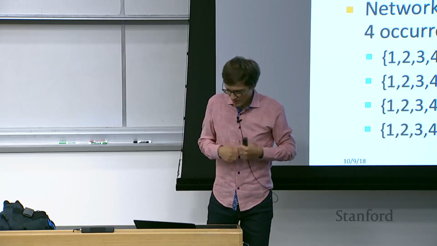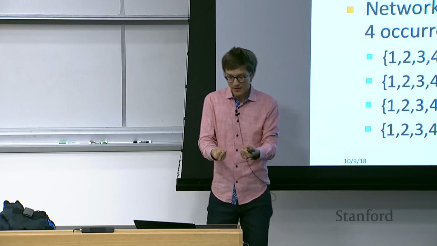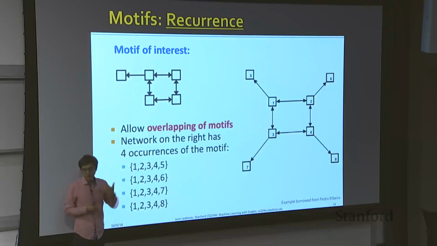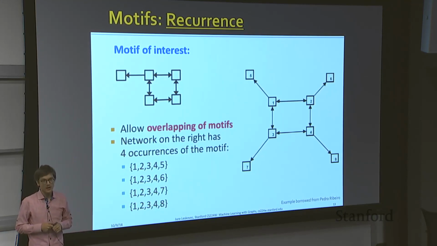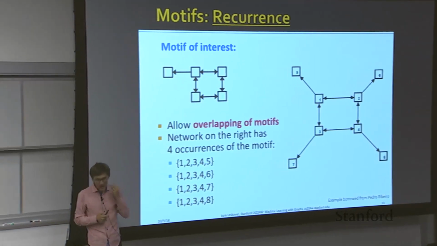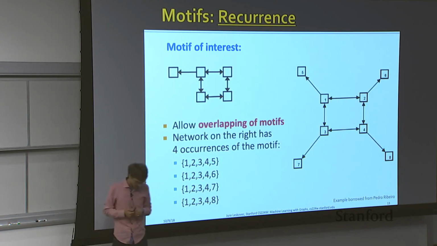Okay, so what we have defined so far is this notion of an induced subgraph, and a notion of an occurrence or an instance of a pattern in the graph, in the network. Okay, so these are the 2. Now we need to define this notion of significance. So that's the next concept we are going to define.